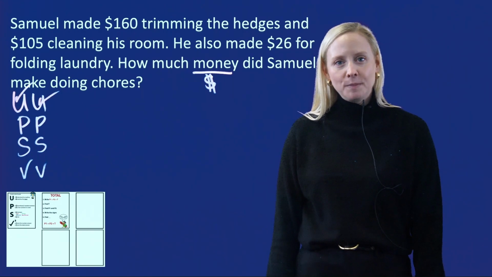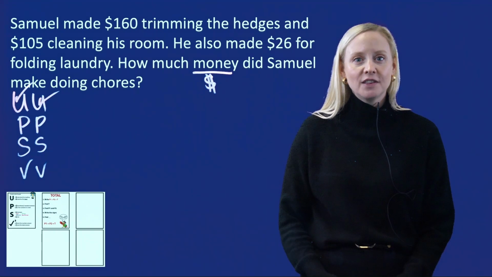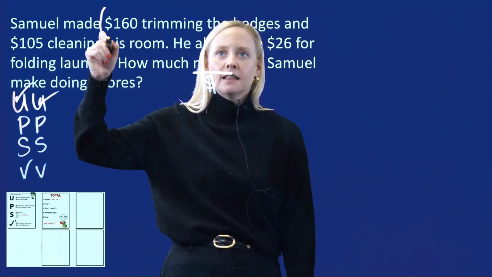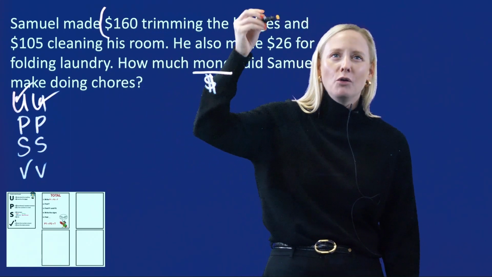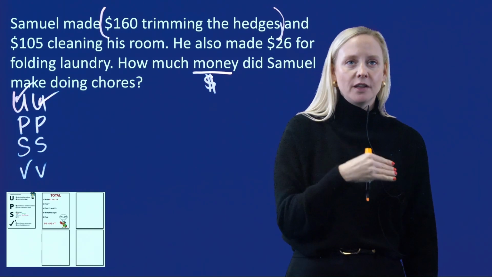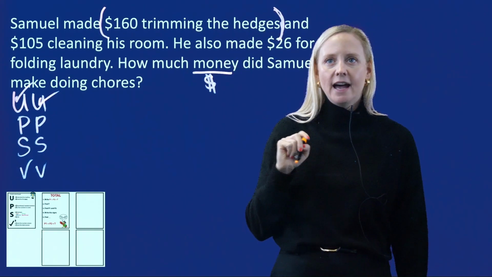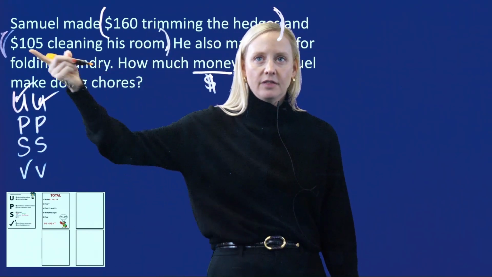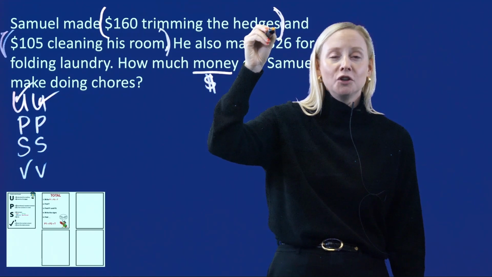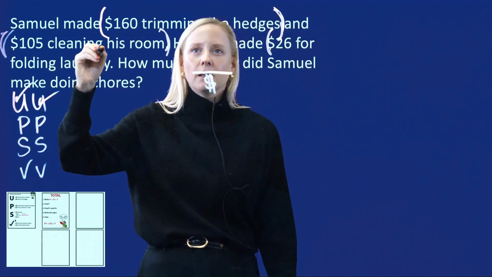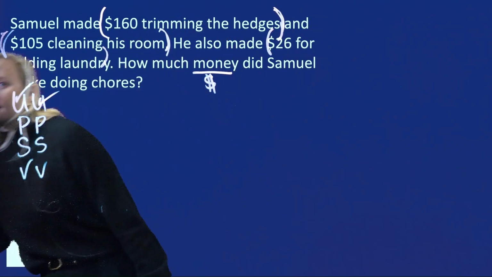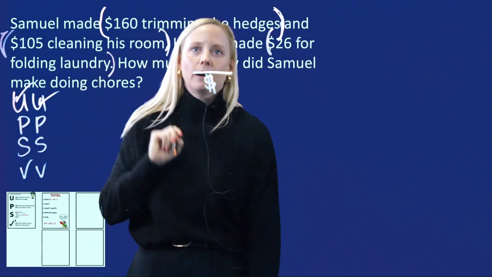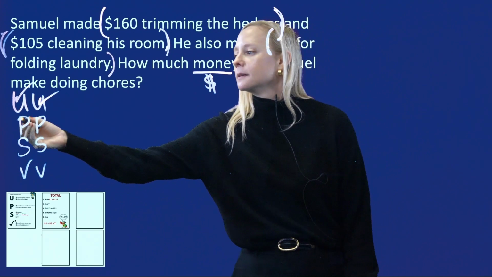Now we're going to move to the first P, which stands for parentheses needed numbers. We're going to put parentheses around the numbers that are related to our label. So let's scan our numbers. Our first number is 160. That's about dollars, so I'm going to need that. And I'm going to go all the way so that I put in parentheses the number and what the number is talking about. So we have trimming the hedges. Our next number is cleaning his room. So I have $105. Put that all in parentheses, and my last number is 26 for folding laundry. Again, I'm putting parentheses around my numbers as well as what our numbers are talking about. I've put parentheses around our needed numbers. I'm going to check that off.